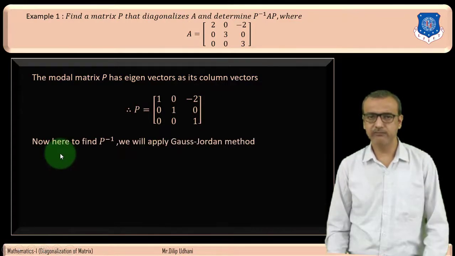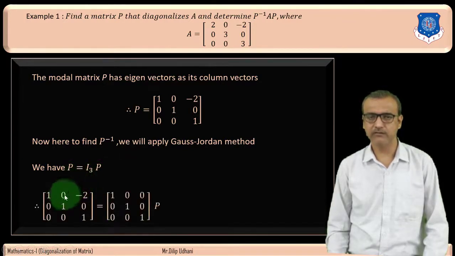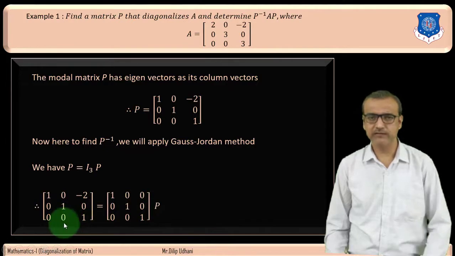Now we have to find P inverse. To find P inverse, we will apply the Gauss-Jordan method. So we have P equals I3 P, where I3 is an identity matrix of order 3. Now this is the matrix P, and this is I3, and this P will be as it is. Now we will convert this matrix to an identity matrix. For that purpose, we will make this element, which is minus 2, into 0 with the help of this 1.